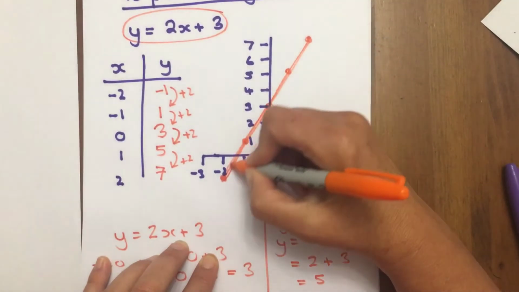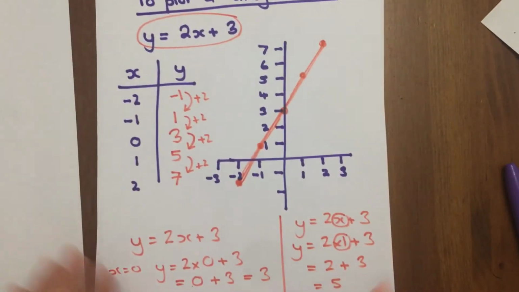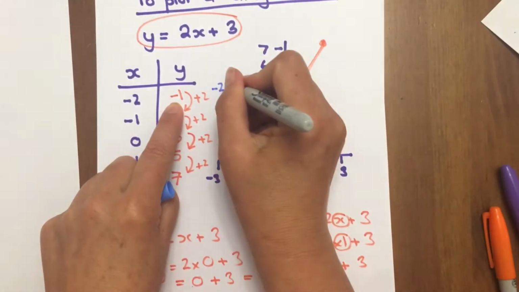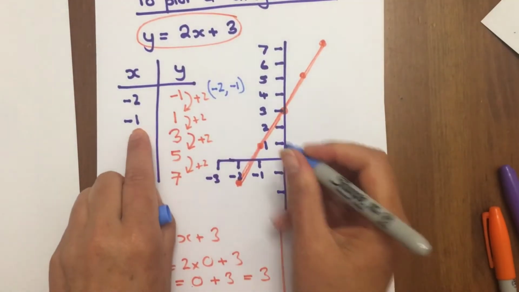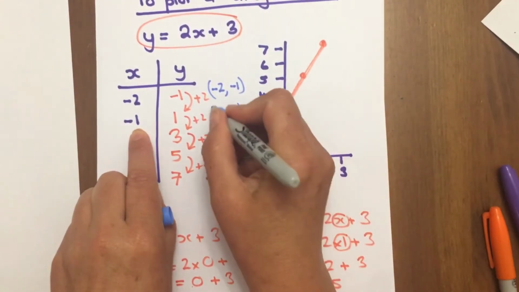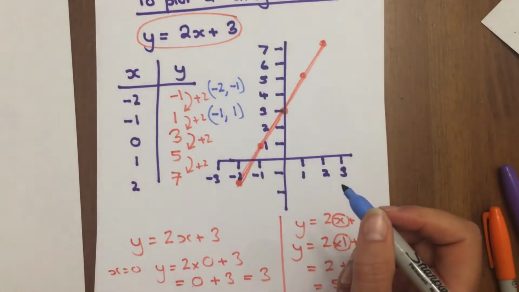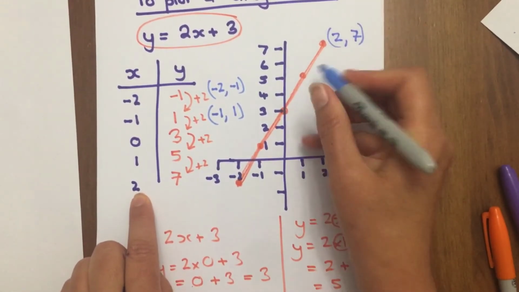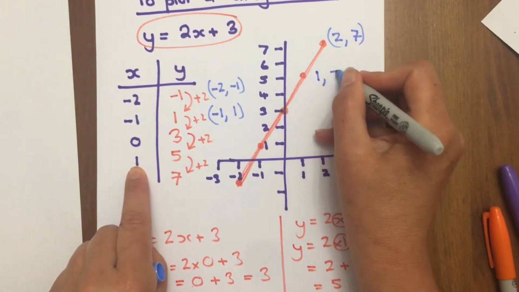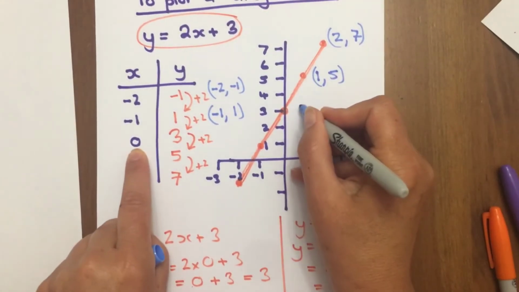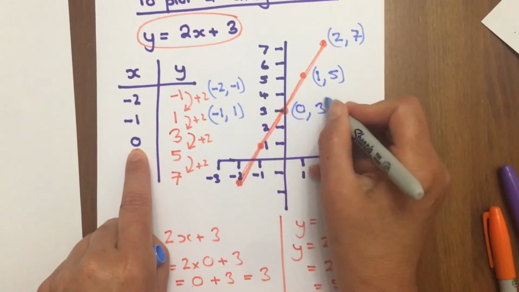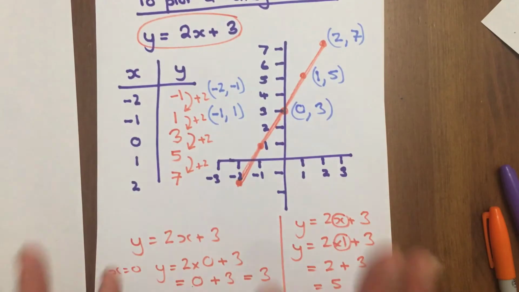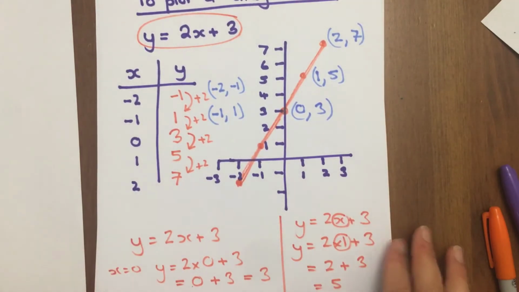Okay? So each of these is a coordinate. The coordinates I plotted, this coordinate was -2, -1. This coordinate was -1, 1, etc. So the last coordinate was 2 along, 7 up. This coordinate was 1 along, 5 up. This coordinate was 0 along, 3 up. Okay, so write that in your book, keep it there, ready for tomorrow.